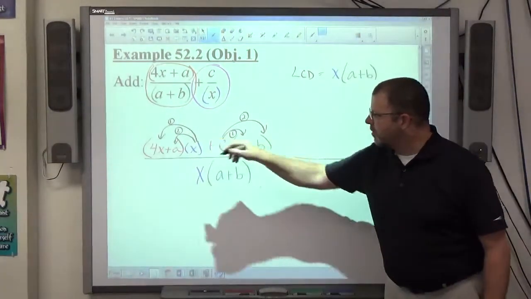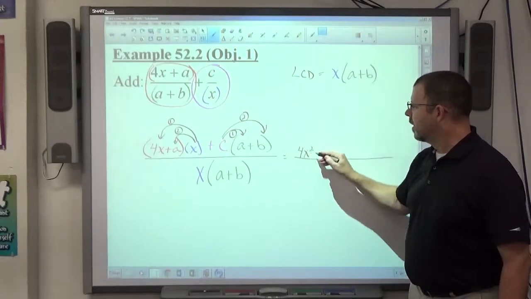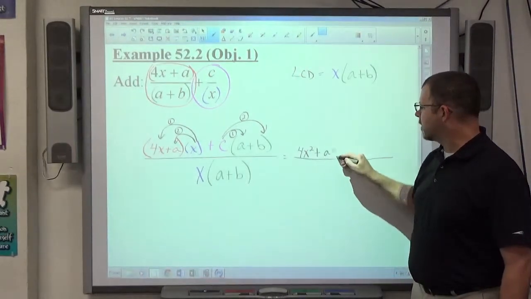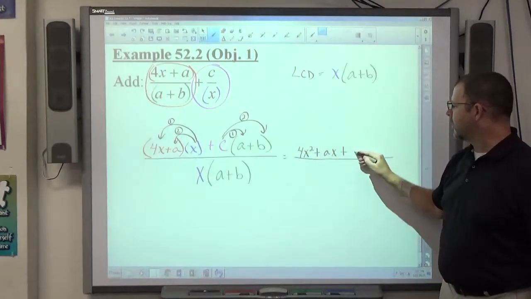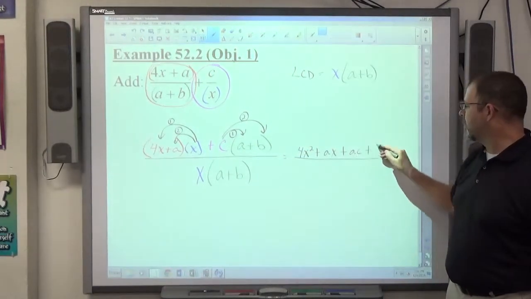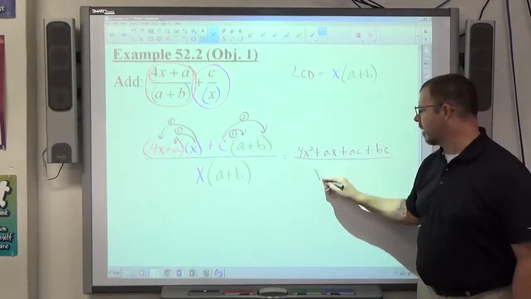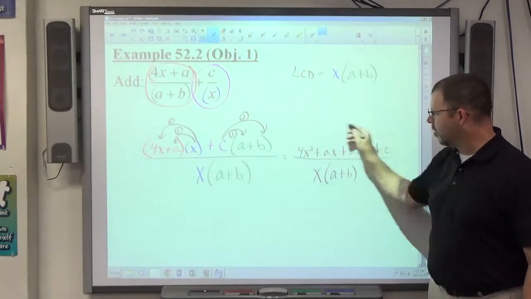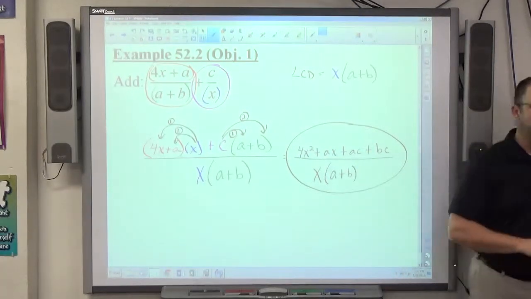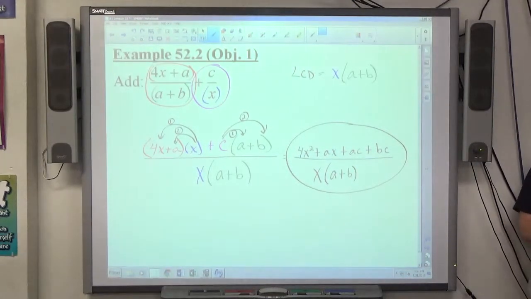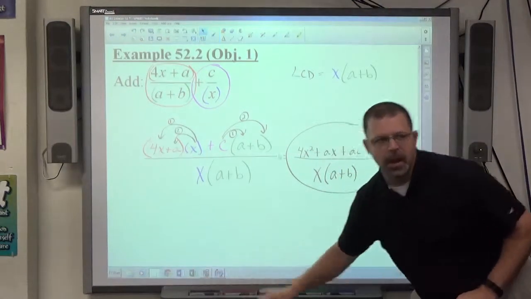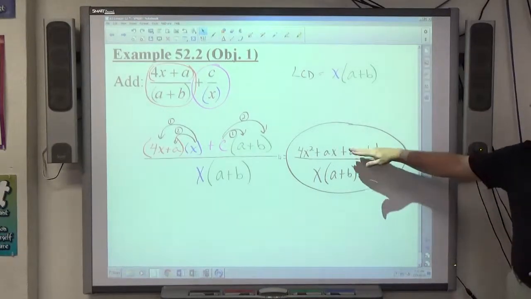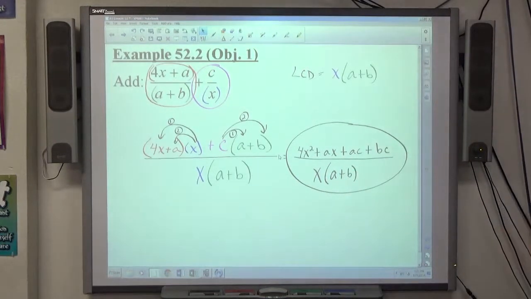So, x times 4x is 4x squared. x times a is going to be plus ax. c times a is going to be plus ac. c times b is going to be plus bc. And all that goes over my common denominator of x times a plus b. No like terms in the numerator, so that's the most I can possibly do. My answer is that. And again, I'm looking for a simplified numerator. The denominator can stay in factored form. That is fine with me.